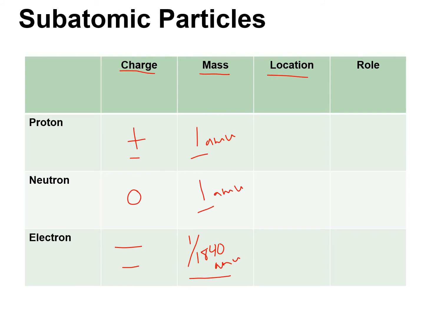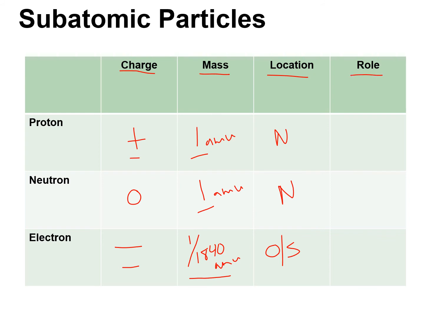In terms of location in the atom, protons are in the nucleus, neutrons are also in the nucleus, and electrons are in the orbitals or the shells. Orbitals or shells, however you want to refer to them. So the protons and neutrons are together in the nucleus. The electrons are orbiting in shells around the nucleus.